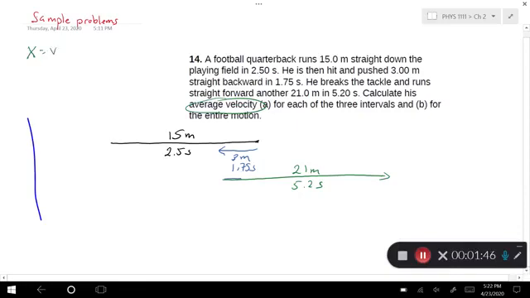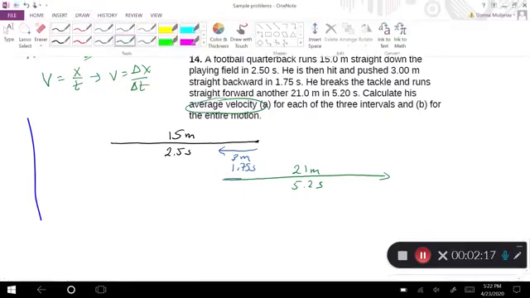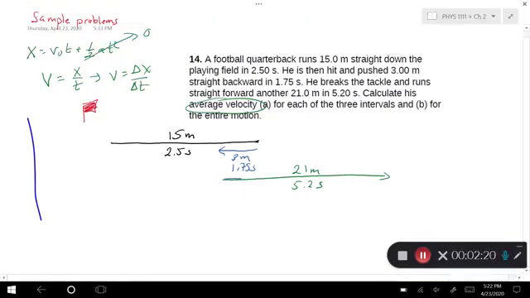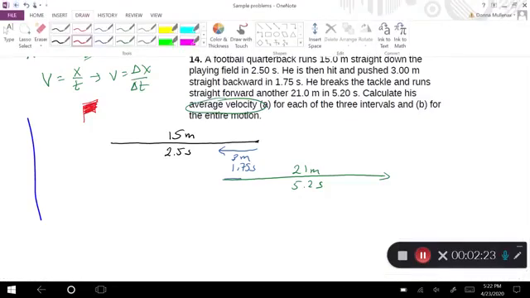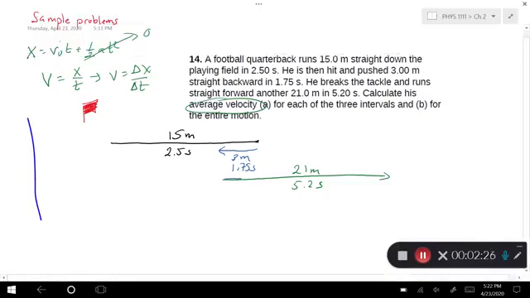It says calculate his average velocity. Now I haven't given you an equation for average velocity, but if we look at this equation here, x is equal to v naught t plus 1/2 a t squared. And we don't really know what's going on with the acceleration, if he's getting faster, slower, and so forth. So we're just going to let that term go to 0, and we're going to look at overall, if he is not getting faster or slower, what is his average acceleration? So that means velocity is equal to x over t, or I can say velocity is equal to delta x over delta t.